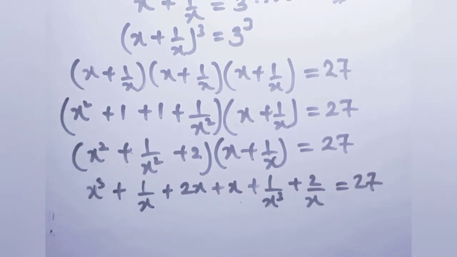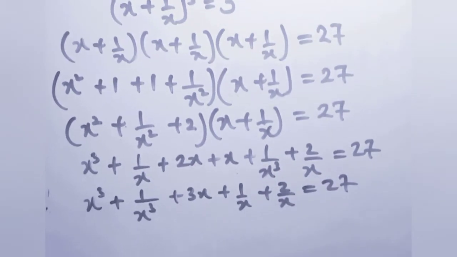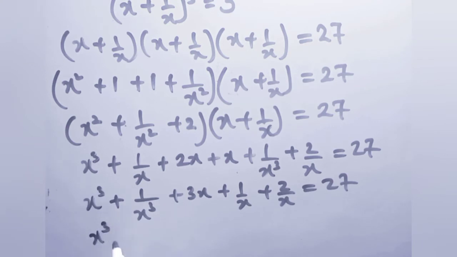Now, from this point, we are going to bring these two terms together. So x raised to power 3 plus 1 over x raised to power 3. And we can decide to add this together. 2x plus x will give us 3x. Now, 1 over x plus 2 over x, we need to bring it together and add it together also. All right, so this is x raised to power 3 plus 1 over x cubed, then plus 3x. Now, by the time we add this together, since the LCM is x, 1 plus 2 will give us 3.